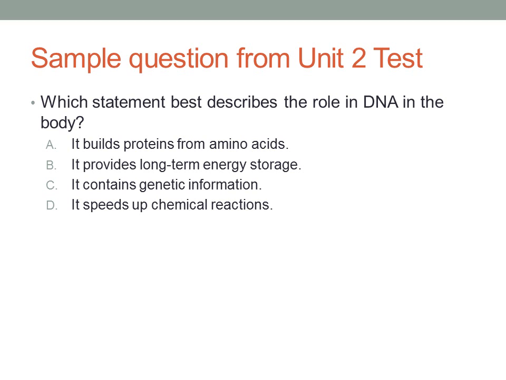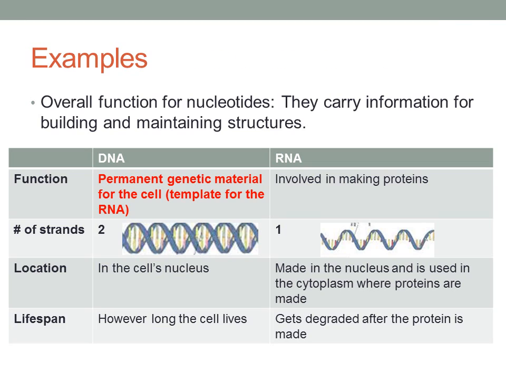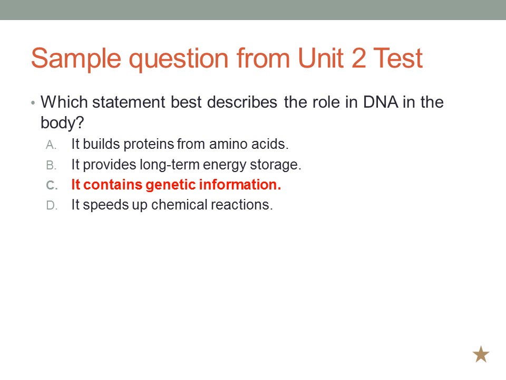So which statement best describes the role of DNA in the body? Does it build proteins from amino acids? Does it provide long-term energy storage? Does it contain genetic information? Or does it speed up chemical reactions? So going back to this table, we see that the function of DNA is that it's the permanent genetic material for the cell. So the best answer for this question would be C, it contains genetic information.